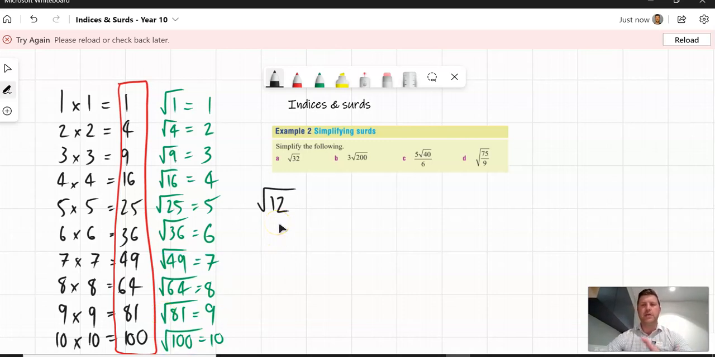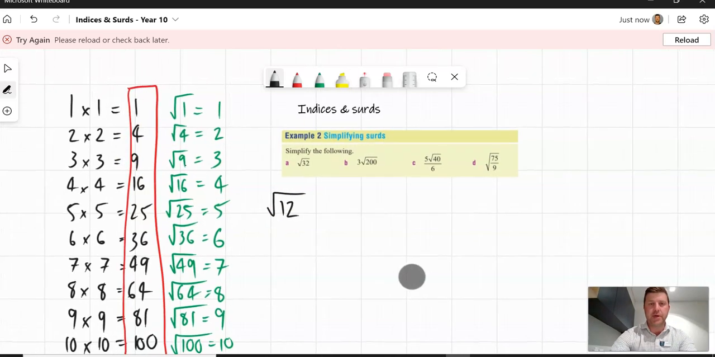So the first thing you need to look for is a square factor of 12. Because 12 has a few factors, right? We could do 6 times 2. But 6 and 2 are not on this list of square numbers. So I need to find a factor that's a square number. And we want to try and avoid using 1 because that's not going to help us simplify it. So another factor of 12 is 4 times 3. And 4 is a square number, so that's a number we want to use.